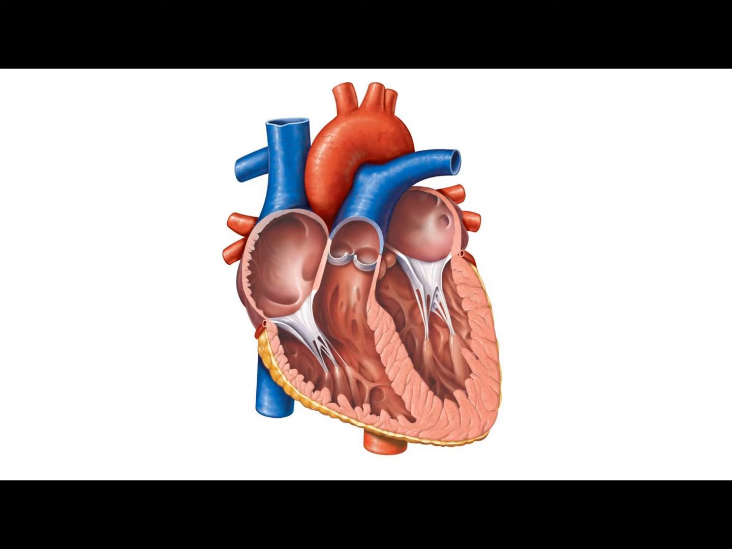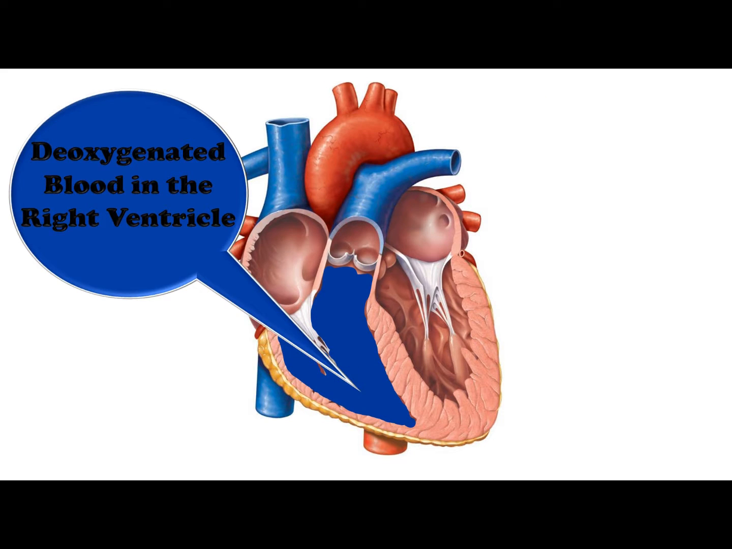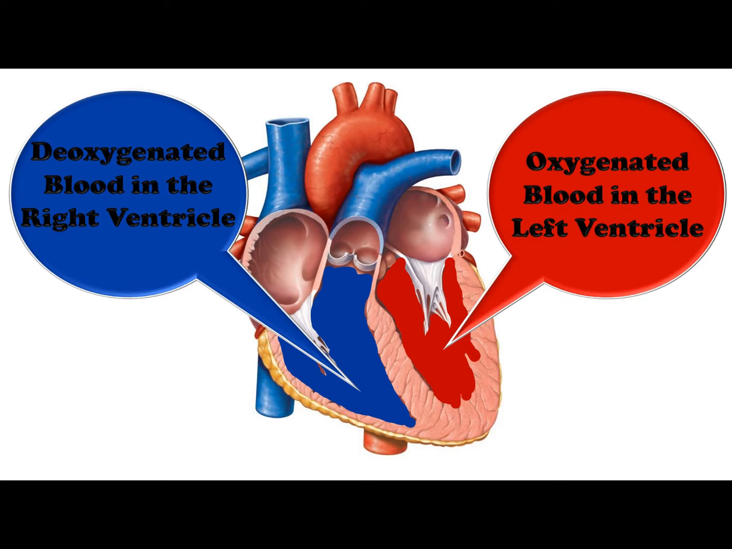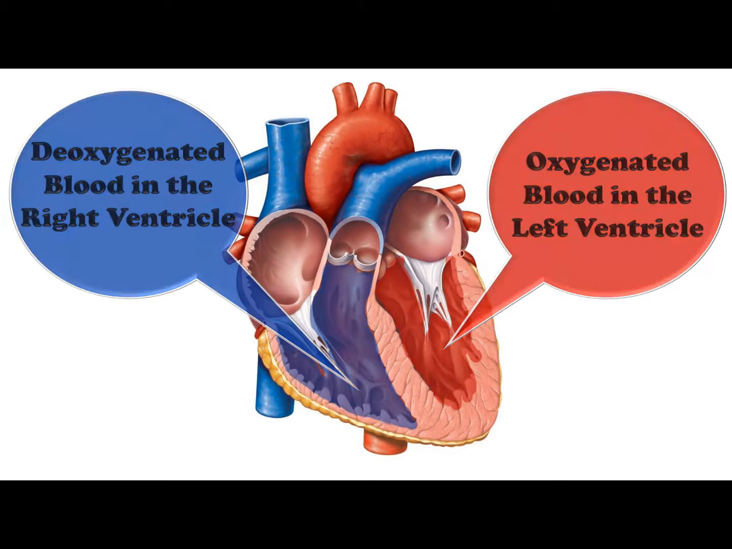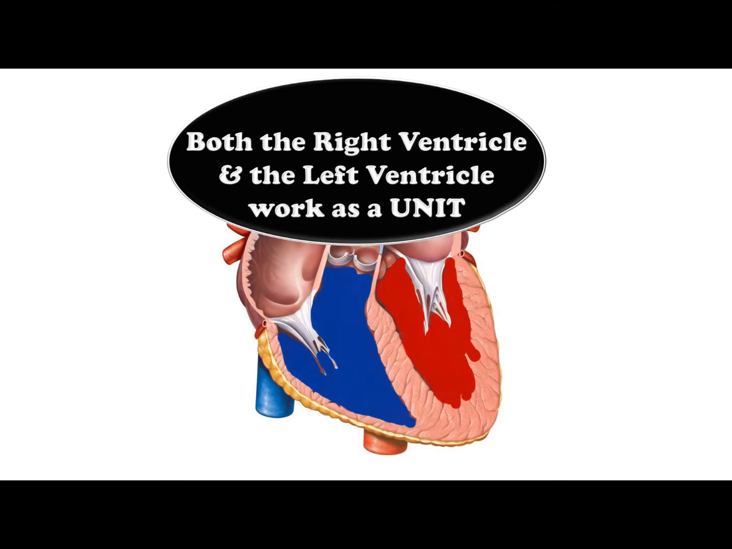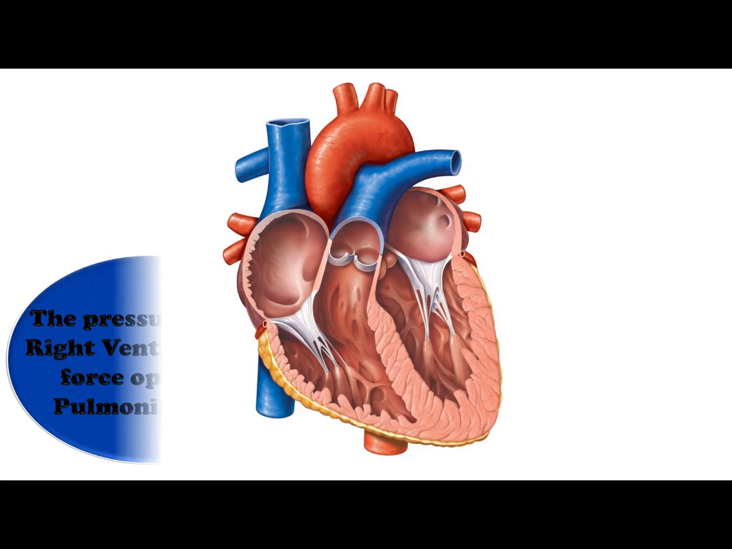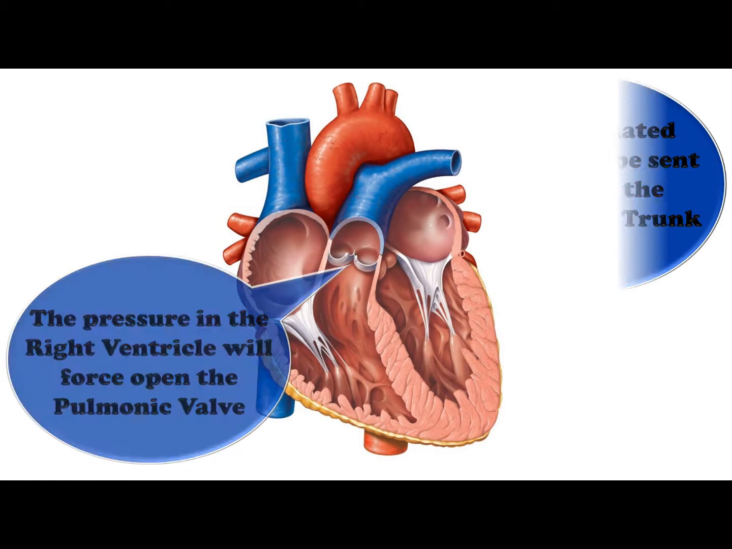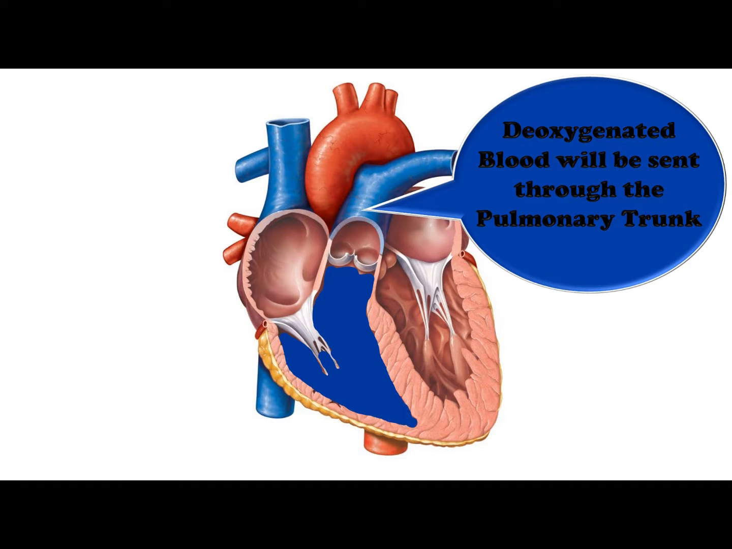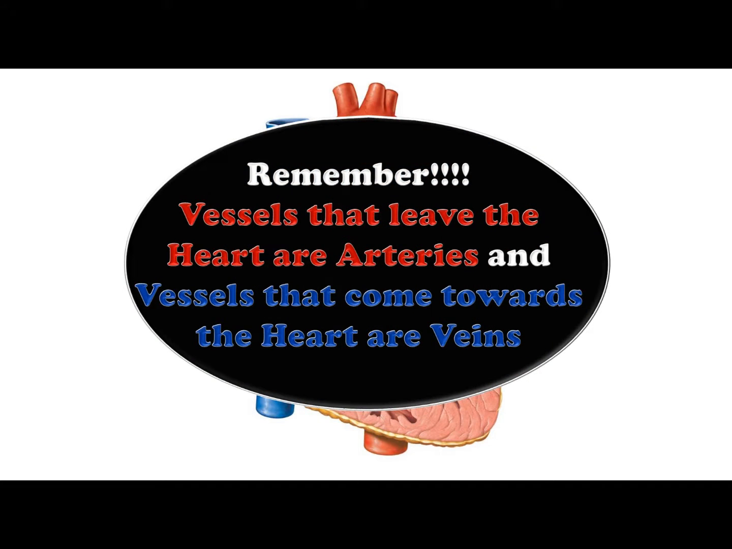So now you've got deoxygenated blood in the right ventricle. You have oxygenated blood in the left ventricle because the ventricles work as a unit. When the left and right ventricle contract, they contract at the same time. The right ventricle, that pressure that's generated, is going to force open the pulmonic valve, and that deoxygenated blood is going to be sent through the pulmonary artery. Remember, a vessel that leaves the heart, regardless of the type of blood it's carrying, is an artery. And vessels that come towards the heart, regardless of the type of blood they're carrying, are veins.